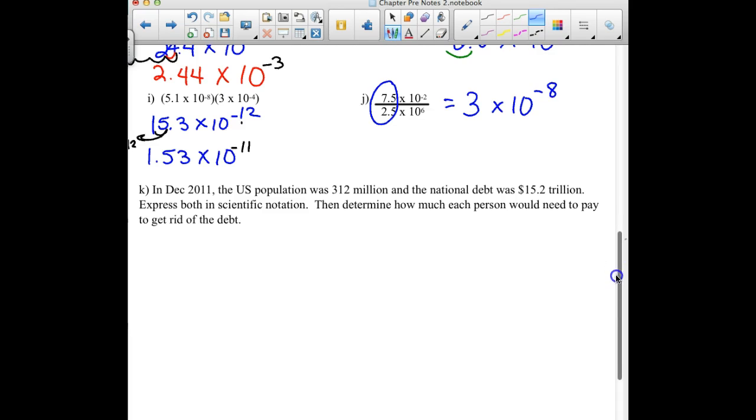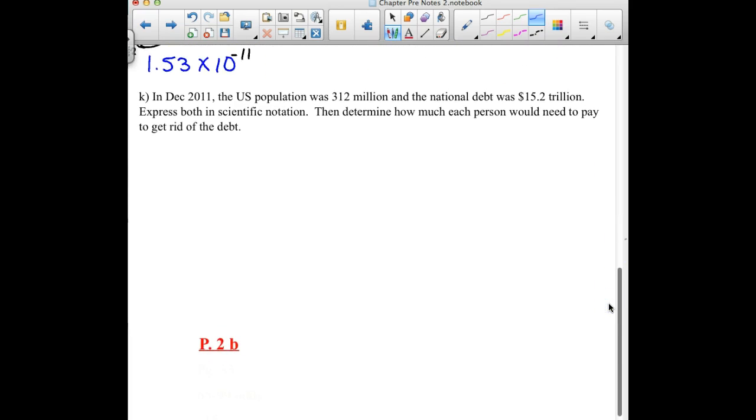All right, our last example. It says in December of 2011, the U.S. population was 312 million and the national debt was 15.2 trillion. Express both of those in scientific notation and then determine how much each person would need to pay to get rid of the debt. So, first question, we have 312 million.